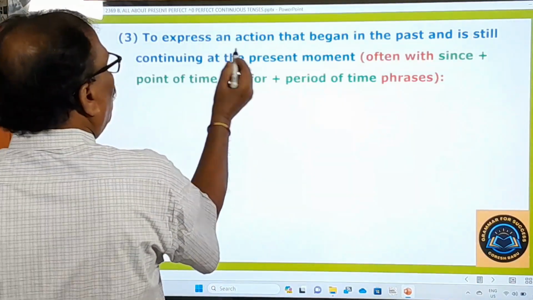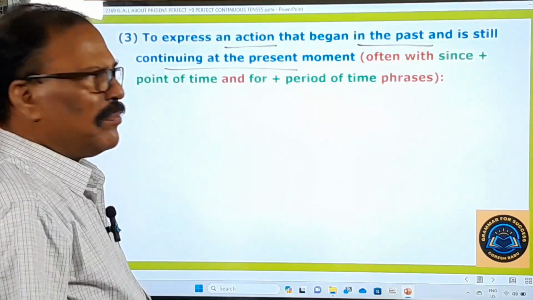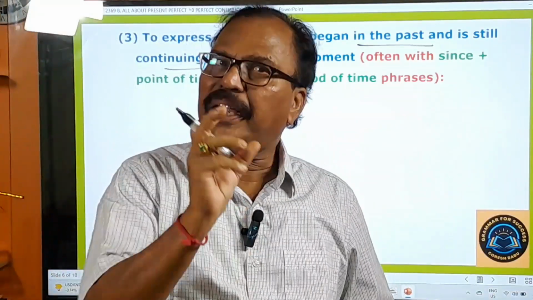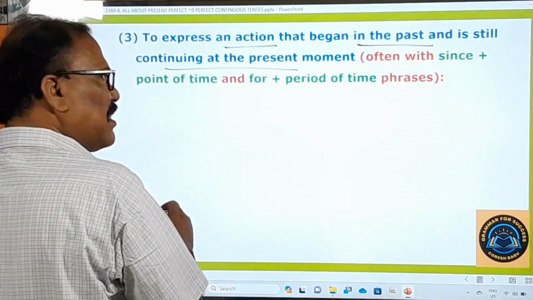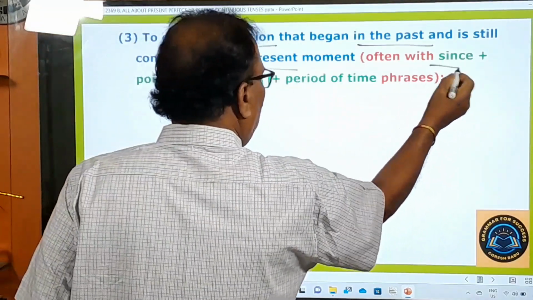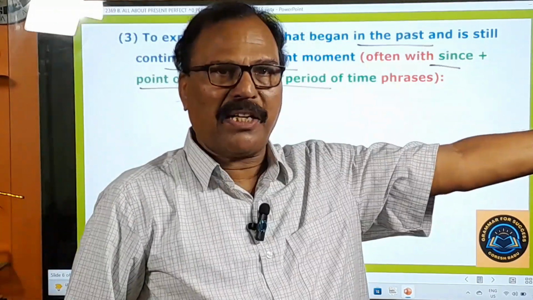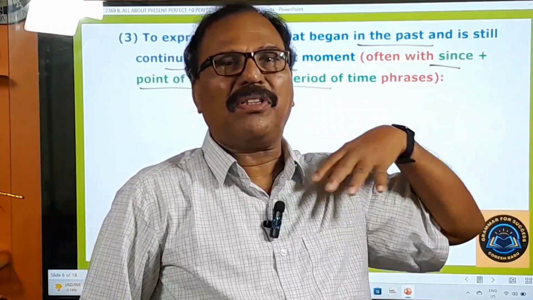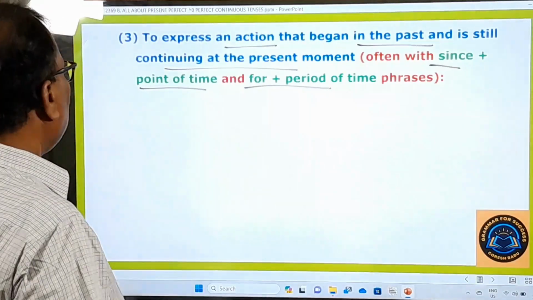And the third one is to express an action that began in the past and is still continuing at the present moment. For all the actions that began in the past and are still continuing, to indicate such actions, we use what? Present perfect tense. Especially, the present perfect tense is used with since plus point of time, for plus period of time. So remember, after since, a point of time is used. After for, a period of time is used. With these two phrases, we have to use only the present perfect tense, right?